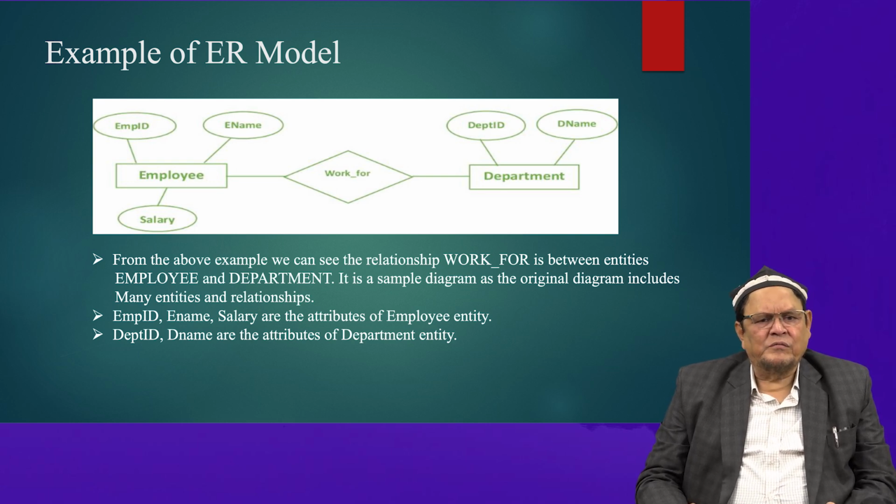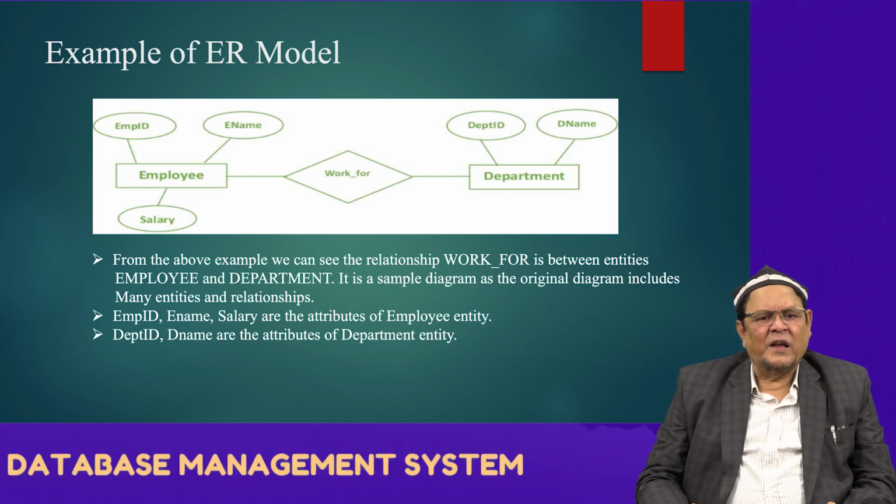Example of an ER diagram. From the above example, we can see the relationship works_for is between the entities employee and department. Employee ID, employee name, and salary are the attributes of the employee entity. Department ID and department name are the attributes of the department entity.